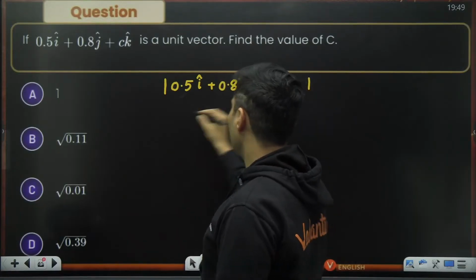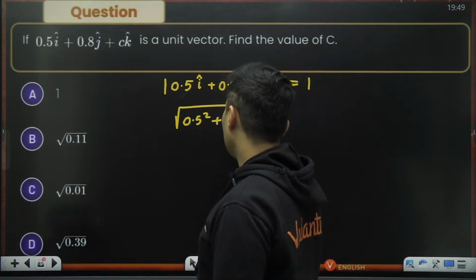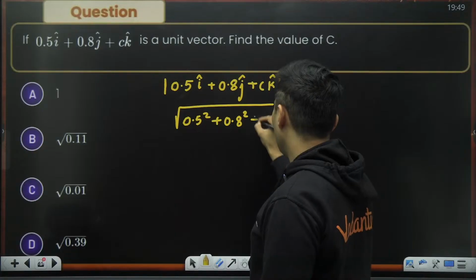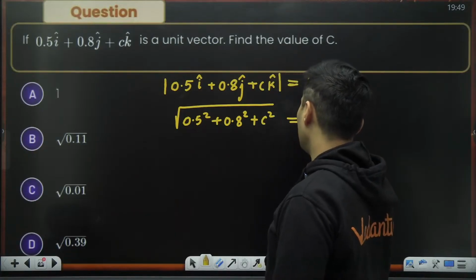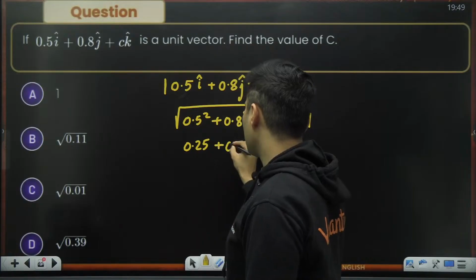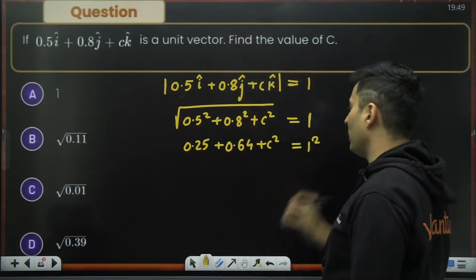And magnitude of anything means you take the components, square them and put it under the root. So 0.5 square is 0.25. 0.8 square is 0.64. C square is C square. Square both sides, so it will become 1 square.